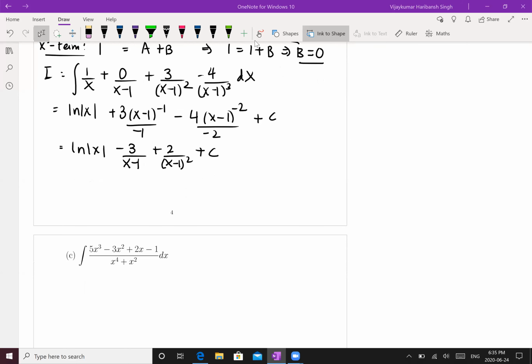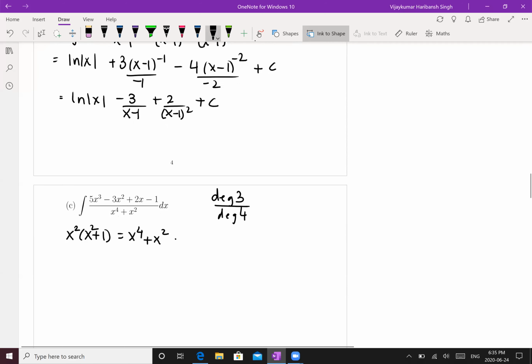Again, before I apply the partial fractions, I need to see the degree of numerator. It is degree 3 over degree 4, so no long division needed really to start with. So what is the factorization of denominator? Factorization of denominator is x squared times (x squared plus 1). This is what your denominator is.